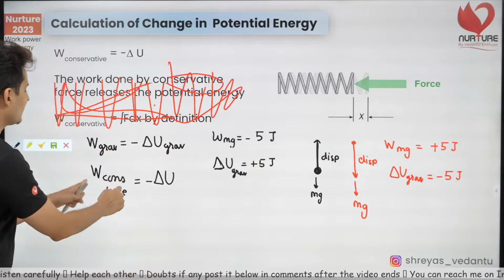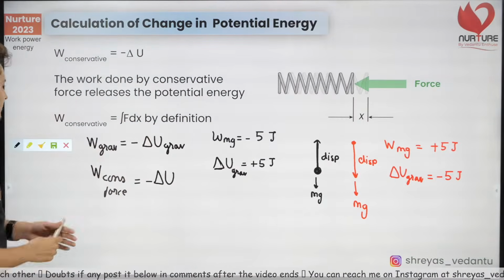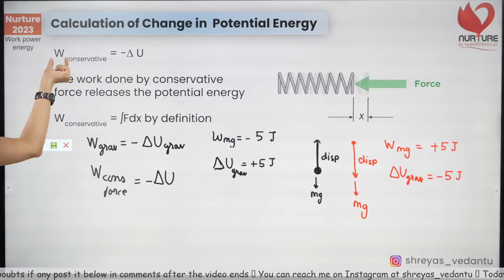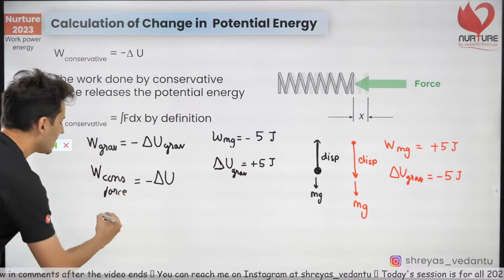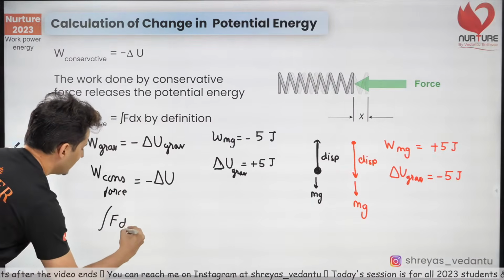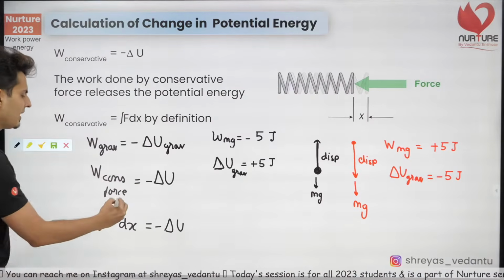Now, we all know the definition of work. Work is nothing but integral F dx. So if you want, you can put integral F dx is minus dU. You can replace this with integral F dx equal to minus change in the potential energy, because that's my definition.